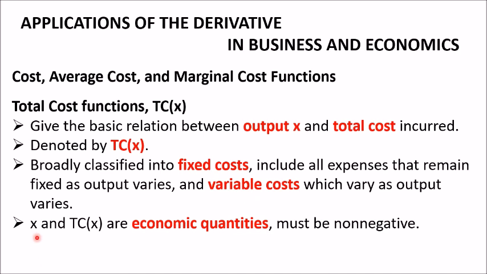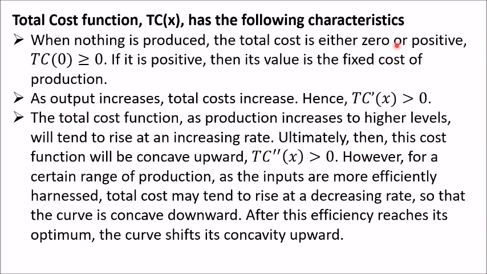Then we have itong X and the TC are economic quantities. Therefore, they must be non-negative. So, hindi sila pwede maging negative. So, kung i-graph natin ito, especially itong total cost functions, dapat increasing lang siya dun sa first quadrant or positive side ng X and Y axis. Increasing kasi nga, total cost yan siya. And they must be non-negative. They are economic quantities. Now, we have here different characteristics of the total cost function.